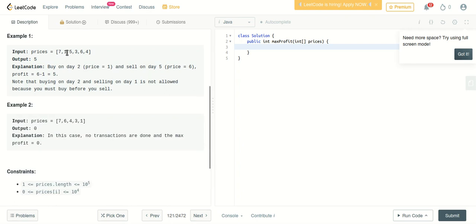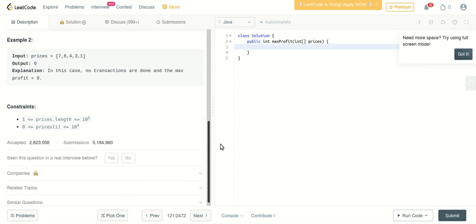Let's say in this example, we can buy the stock at price 1 and sell it at price 6. And that way we can earn a profit of 5. So we will buy it at a minimum price before we arrive at the maximum price. Similarly, there is this case where the price is always decreasing. Whenever we buy, we would always be at a loss, so we would not buy this. And in that case, our output would be 0.